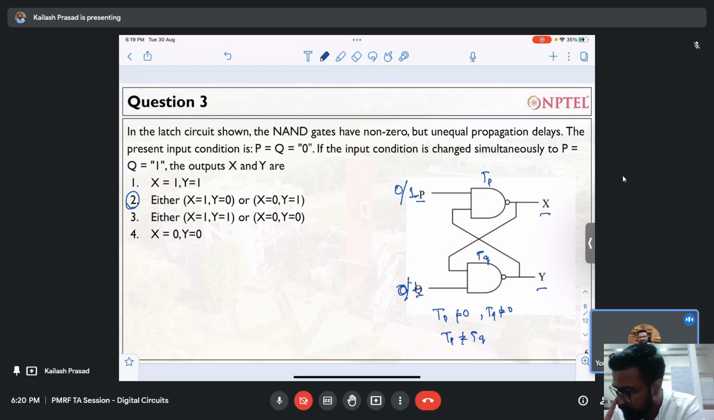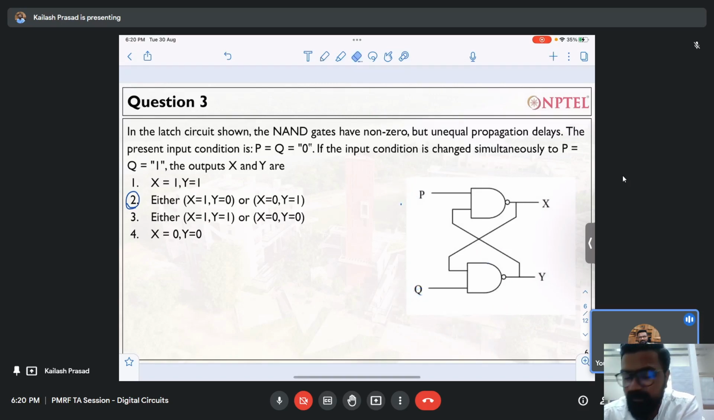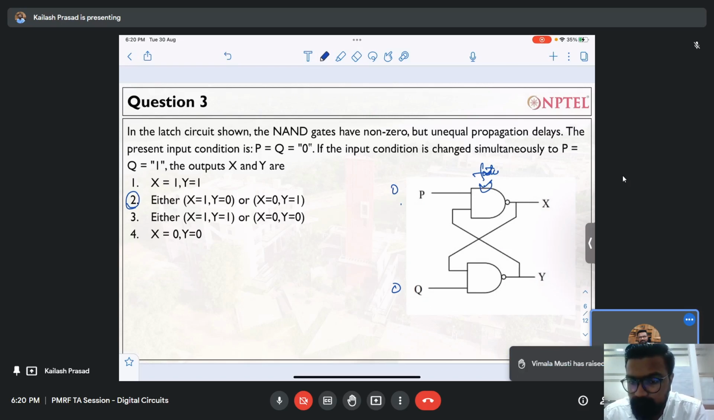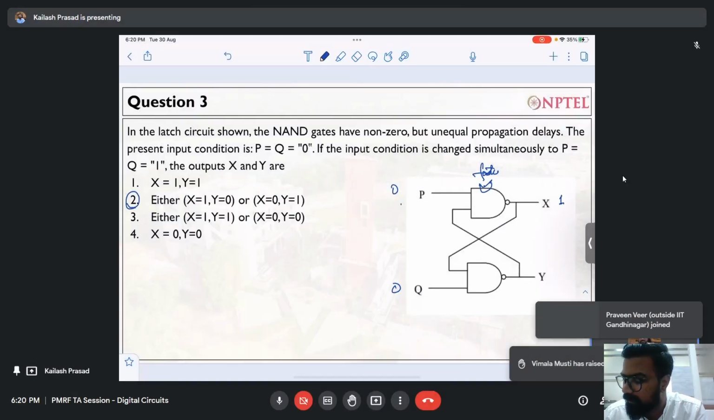Okay, if you don't have any answer, let me try to solve the problem for you. Let me remove everything. Let me consider a situation that this is the faster gate. This is the faster one, and initially this is 0, right? If initially any one of the input of a NAND gate is 0, what will be the output? Anybody want to tell me? 1. It will be 1 and 1, right?